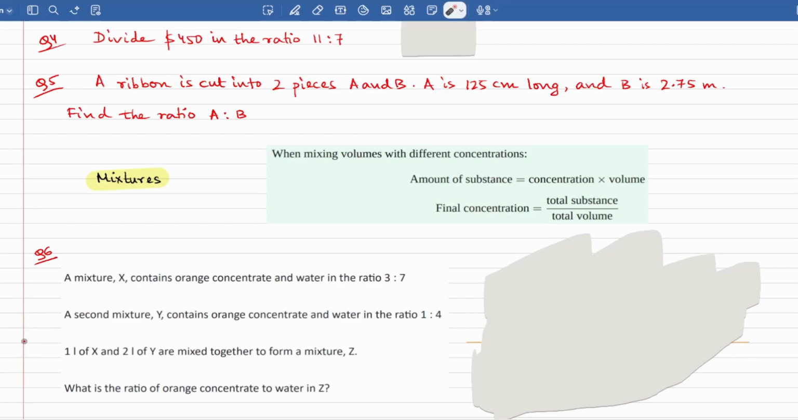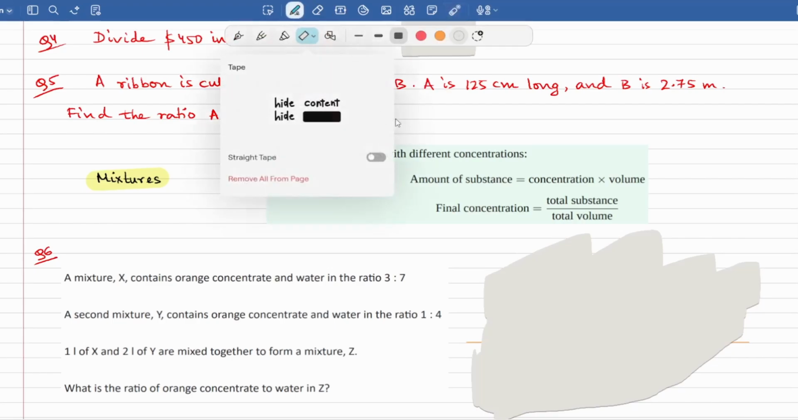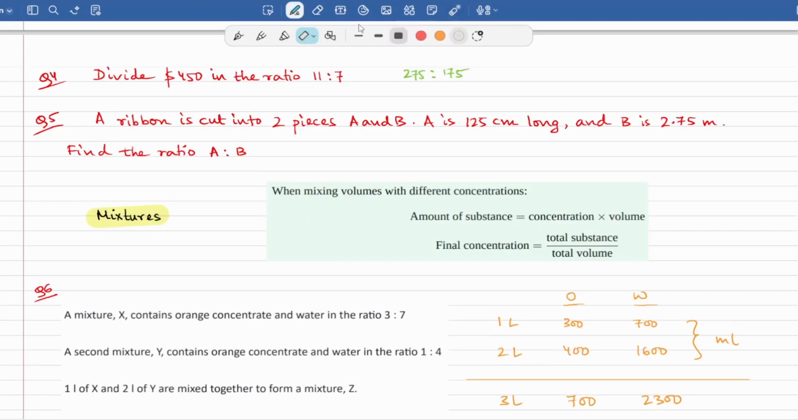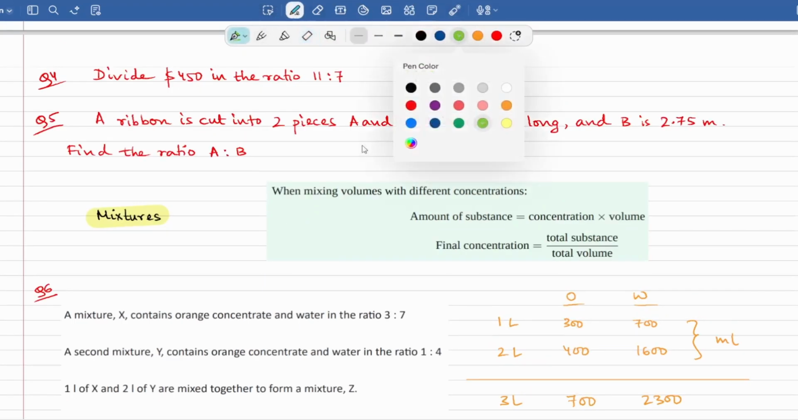The easiest way to solve this question is by creating a table. So I'll reveal all the answers. I don't think I had given you the answer to this problem, so let us solve it. This one is 275 is to 175 because 11 by 7 is 18, and if you divide 450 into 18 parts, you will get 25. So 11 into 25 is 275 and 7 into 25 is 175.